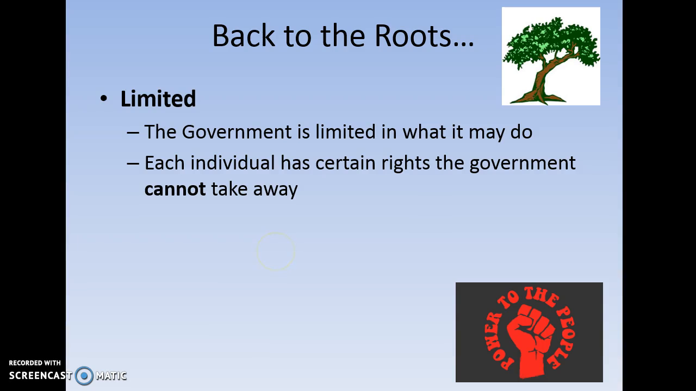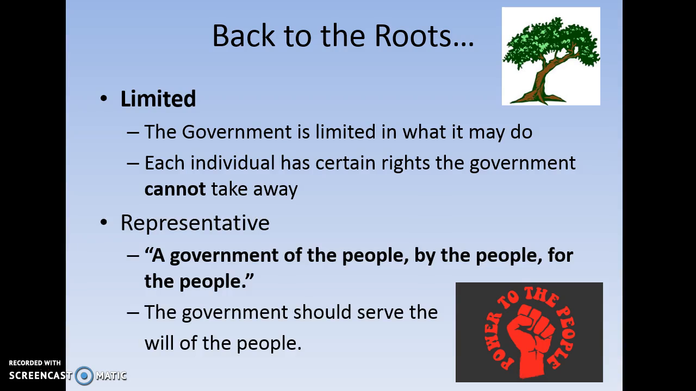Another quality of government is that it's limited, which means that each individual has certain rights that the government can't take away. So the government can't just take away your freedom for no reason, throw you in jail. There has to be a due process. There's a system in place. So the government has limited power. It can't just do whatever it wants. There are certain rules for the government.